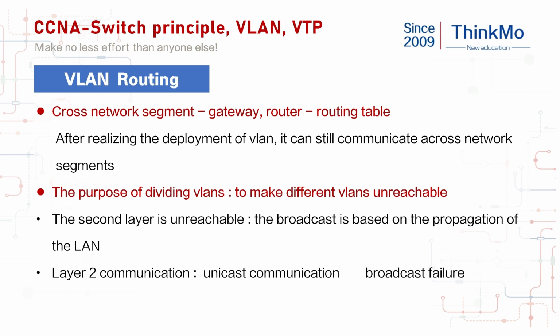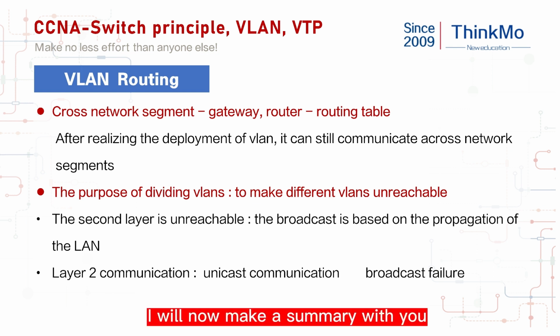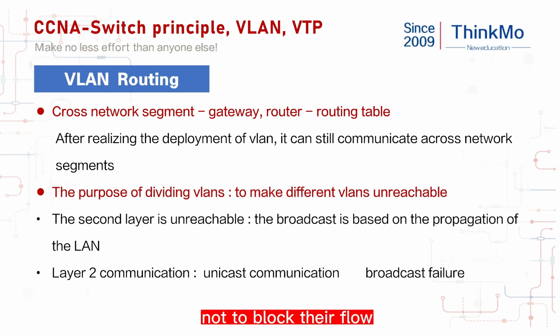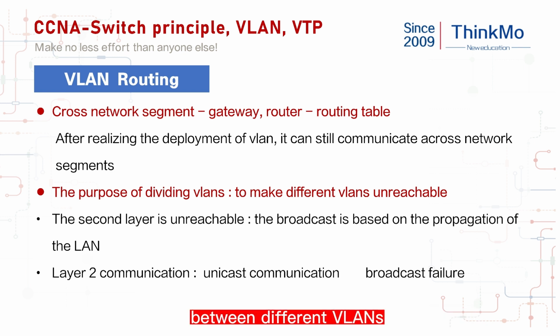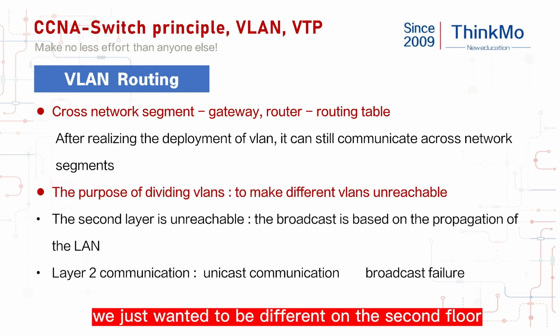Okay. I will now make a summary with you. The purpose of our VLAN division is not to block their flow. Actually, the main purpose is to make layer 2 unreachable between different VLANs. We just want them to be different on layer 2.